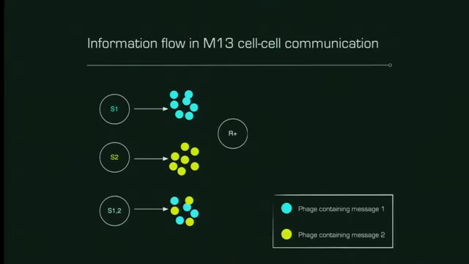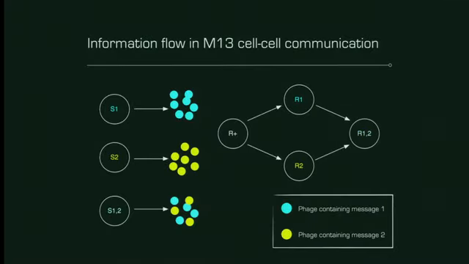We also have a single primary receiver cell population, and when this population is infected by one of the 2 messages, it's transformed into populations R1 and R2, so receiver cells having message 1 or receiver cells having message 2. And these can be further infected by the 2nd message to subsequently be transformed into a receiver cell with both messages, here R1,2. So immediately you can see that even with just 3 initial populations, 2 sender cell populations and 1 receiver cell population, we end up having 7 cellular populations and then 2 phage populations as well.